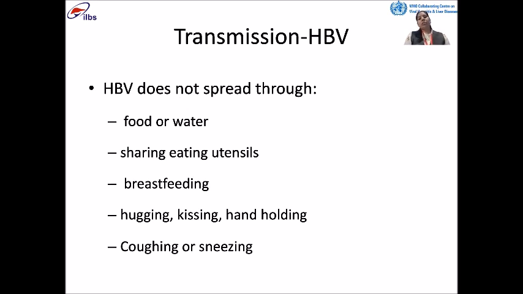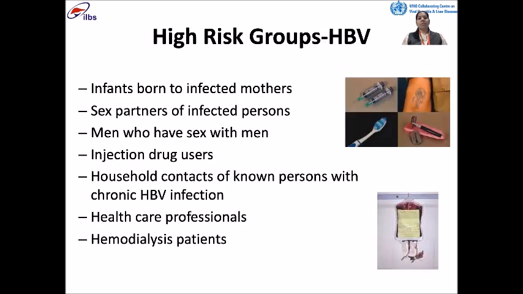So how does the hepatitis B virus not spread? It does not spread through food or water, sharing eating utensils, breastfeeding, hugging, kissing, hand holding, coughing, or sneezing. That we should clearly know. It spreads only through sexual transmission, perinatal transmission, or other parenteral routes, but not through food or water, breastfeeding, coughing, or sneezing. Through any of these routes it will not spread or transmit.